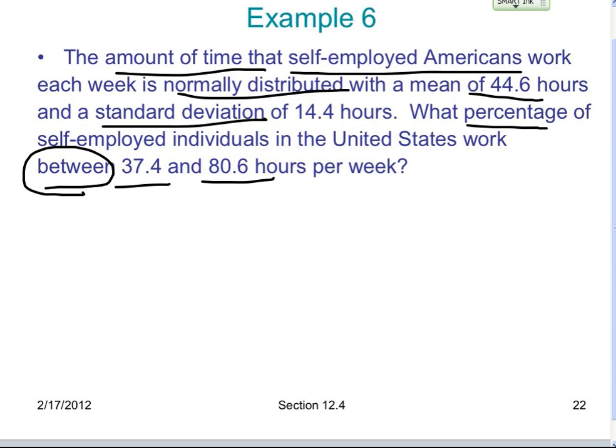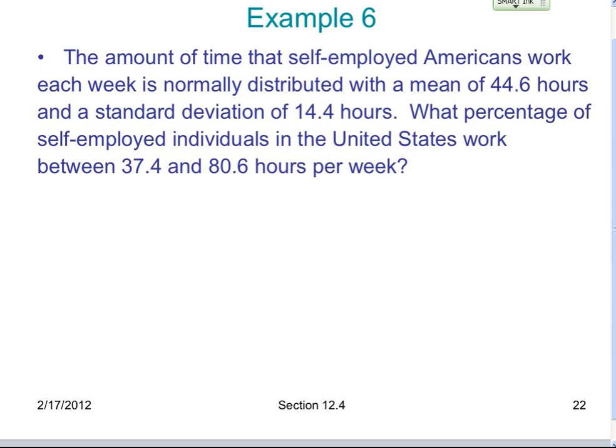So we need a z-score for this one. We need a z-score for this one. Those are two data items. So z-score for 37.4. And then you need to find the z-score for 80.6. Once you find the z-scores, you're going to look it up in the table. You're going to get two percentiles. And you're going to subtract the two percentiles.